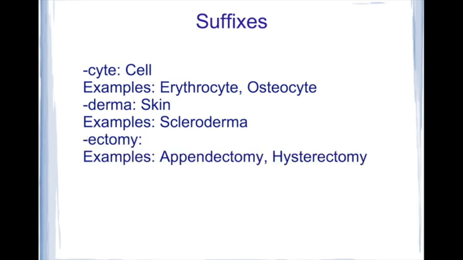Ectomy, like appendectomy or hysterectomy. And we talked about hysterectomy earlier. It has something to do with the uterus, right? What happens to the uterus in a hysterectomy? Appendectomy has something to do with the appendix. Pretty much the only time anybody ever deals with the appendix is when they're having it surgically removed, right? So surgical removal. Hysterectomy, surgical removal of the uterus. Appendectomy, surgical removal of the appendix.